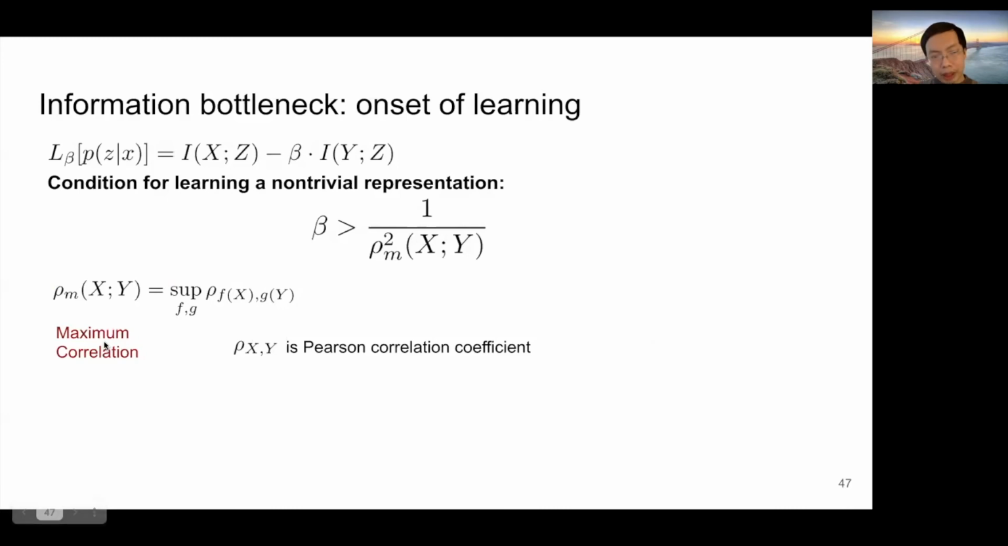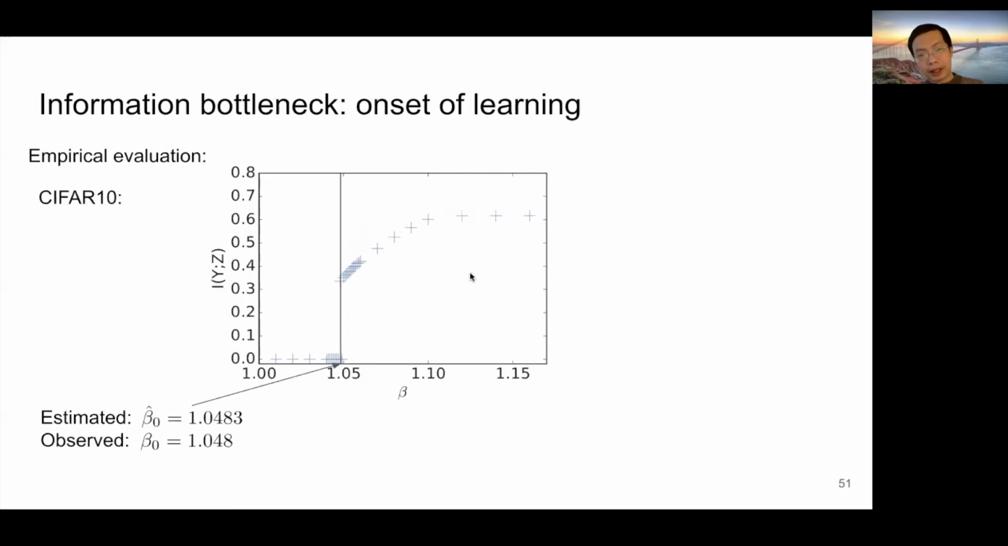This maximum correlation is defined by the Pearson correlation coefficient, where we allow any nonlinear function F of X and nonlinear function G of Y. The maximum correlation is the largest Pearson correlation coefficient between arbitrary transformations of X and Y. The larger this maximum correlation, the smaller the beta required to learn anything. We apply this to the CIFAR-10 dataset, and we predicted that as long as beta is larger than 1.0483, it is able to learn something. Our experiment finds that it is 1.048, which is a very good match.